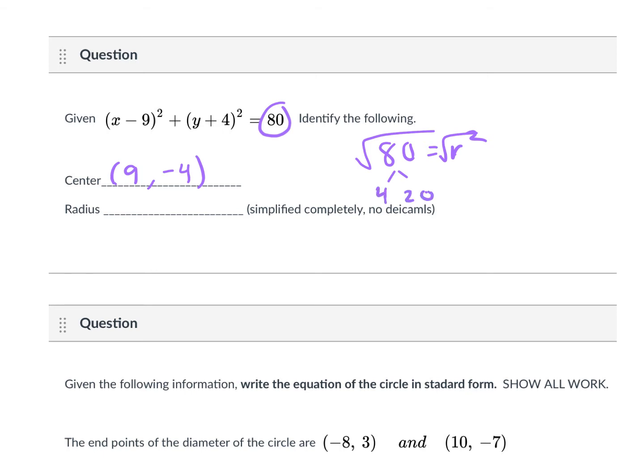And 20 breaks down into 4 and 5. So I have a pair of 4s that I could take out. So that would be 4 square root 5. And that's it.